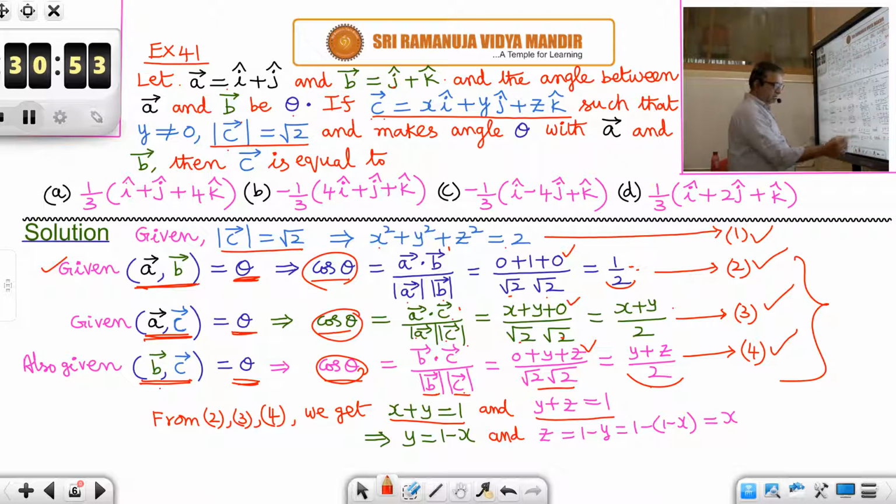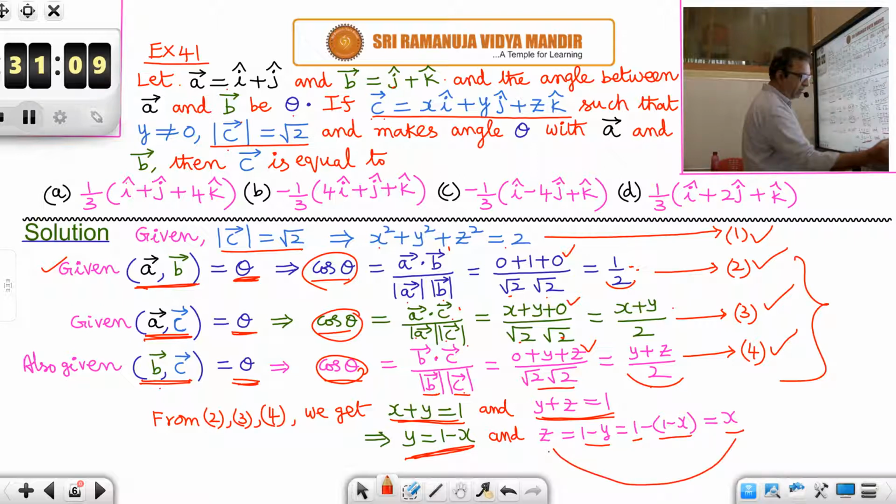So what is y from the first equation? 1 minus x. What is z from the second equation? z equal to 1 minus y. 1 minus y is 1 minus x here. So 1 minus x, that is x. So z is directly equal to x, but y is 1 minus x.